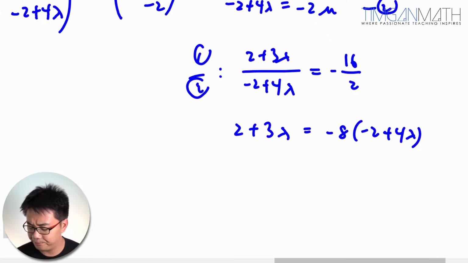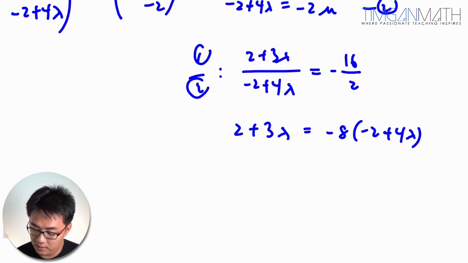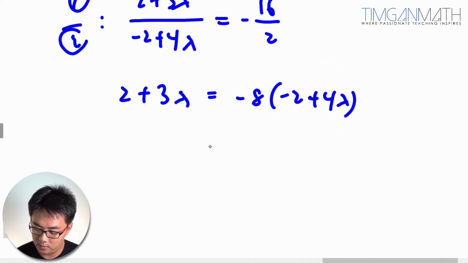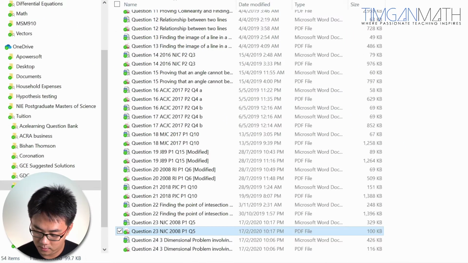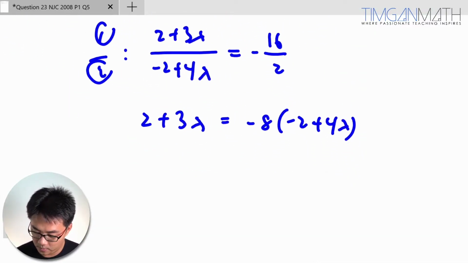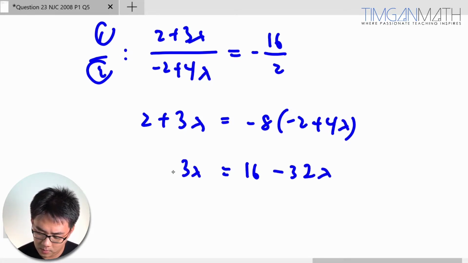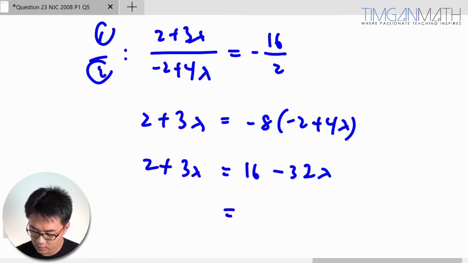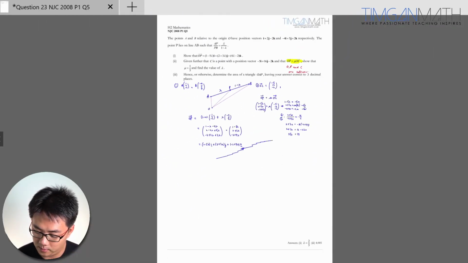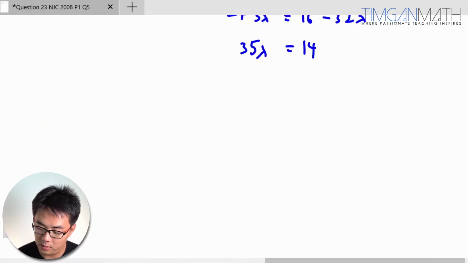So this would be, I'll bring my calculator, 16, 32, let's see, what was it, 16, 16, so this will be 16 minus 2, which is 14, 3 plus 32, which is 35. So lambda equals to 14 over 35. I hope that's the answer.